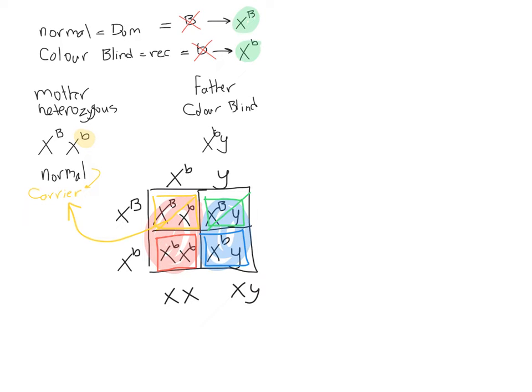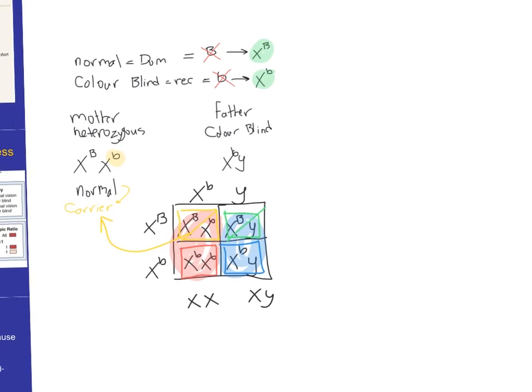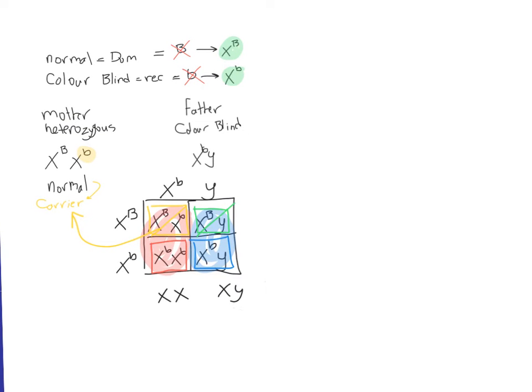So there are a few questions that I could have asked you in this problem. I could have said, how many males will be colorblind? And you would say 25%. 25% of males are colorblind. I could say, how many females are colorblind? And you would say 25%. I could say, how many people are carriers? And you can only be a female carrier in this case, so it would be 25%. And I could say, how many males are normal? And you would say 25%.